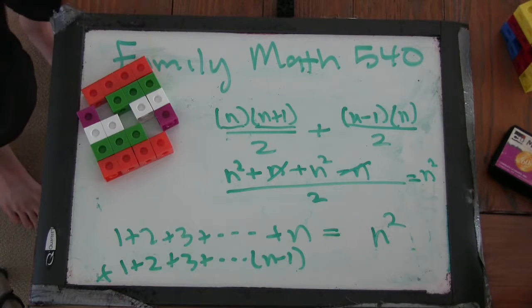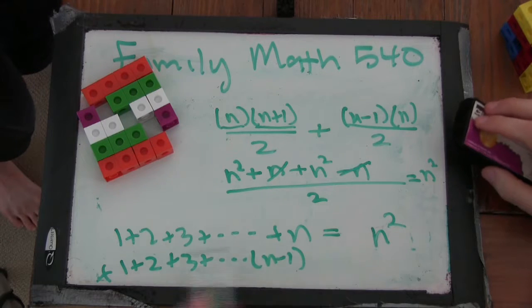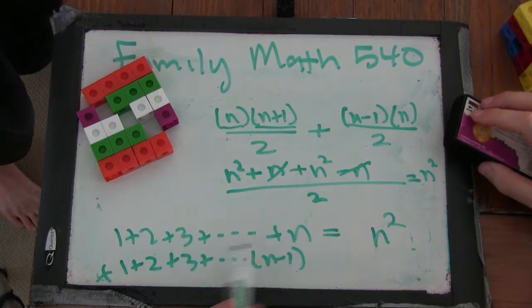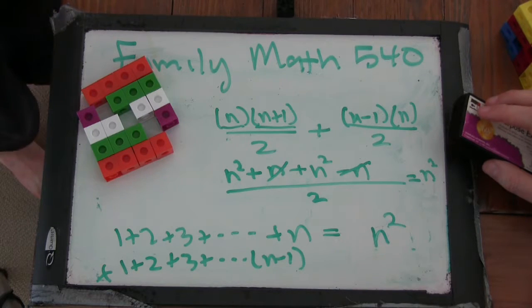So that was pretty neat. You found a neat formula. 1 plus 2 plus 3 up to n plus 1 plus 2 plus 3 up to n minus 1 actually equals n squared. Cool.